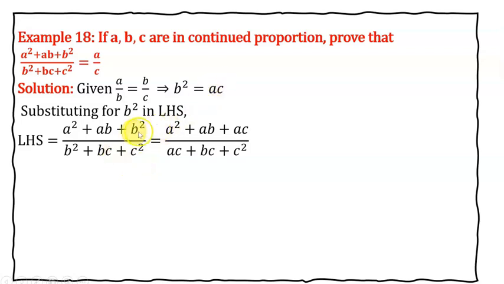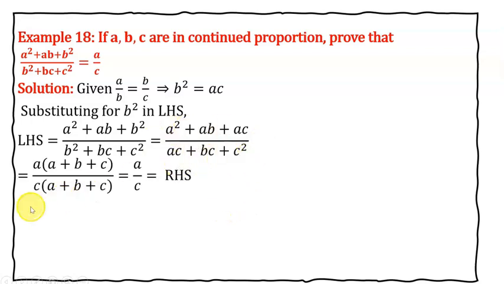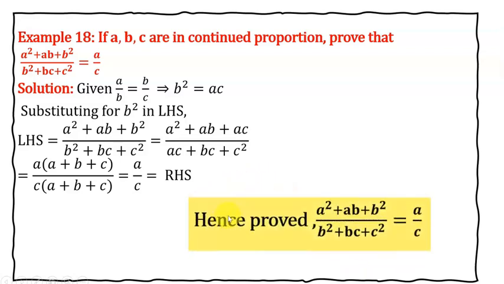Now the value of b square is ac. Substitute here b square as ac. From the numerator and denominator, take a as common. Then in the bracket you will get a plus b plus c, and in the denominator, in the bracket, a plus b plus c. Cancel a plus b plus c from the numerator and denominator, then you will get a upon c, and that is equal to RHS. And hence it is proved.